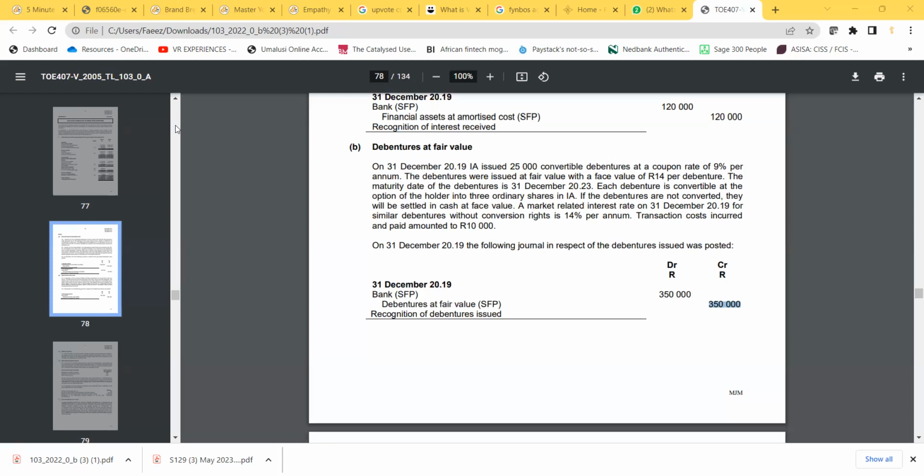Which is also the fair value. Okay, so the face value in this scenario happens to be both. It's not always both. Okay. Shaheen, anything from your side?